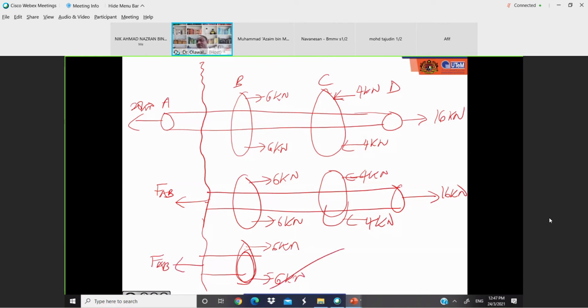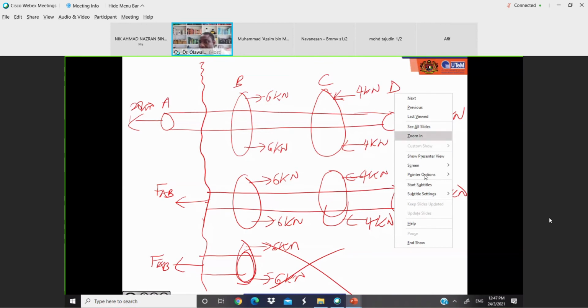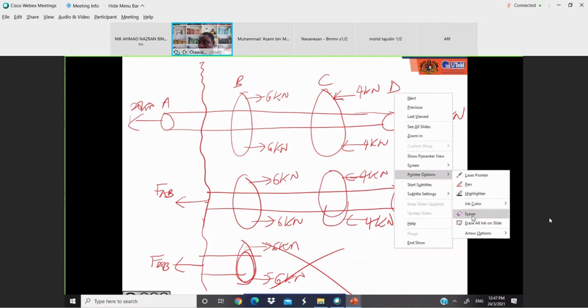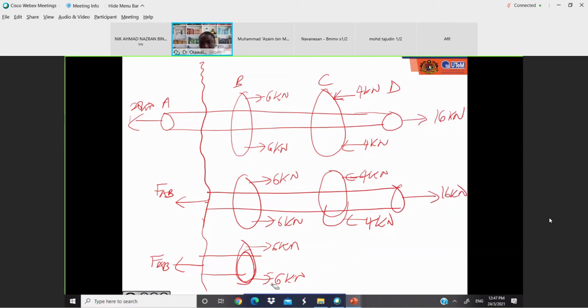Ni tabule. If you are coming from the right, you come from this end to this. If you are coming from the left, you come from here to here. So you cannot stop in the middle. Faham ta faham? Okay, so ni tabule.